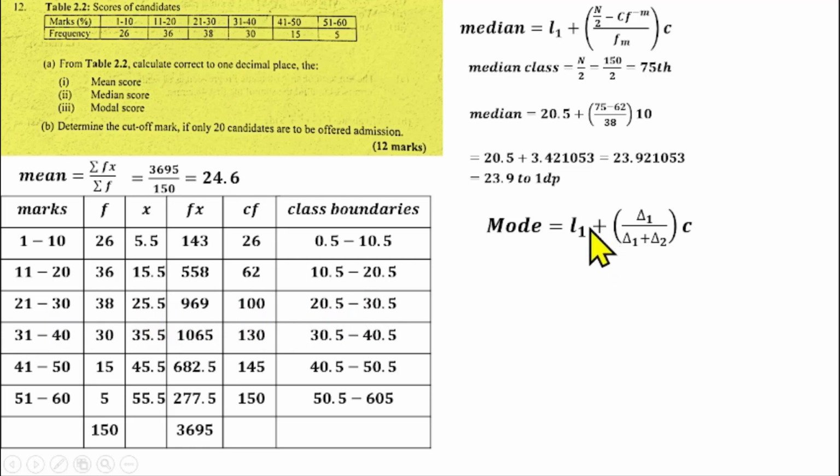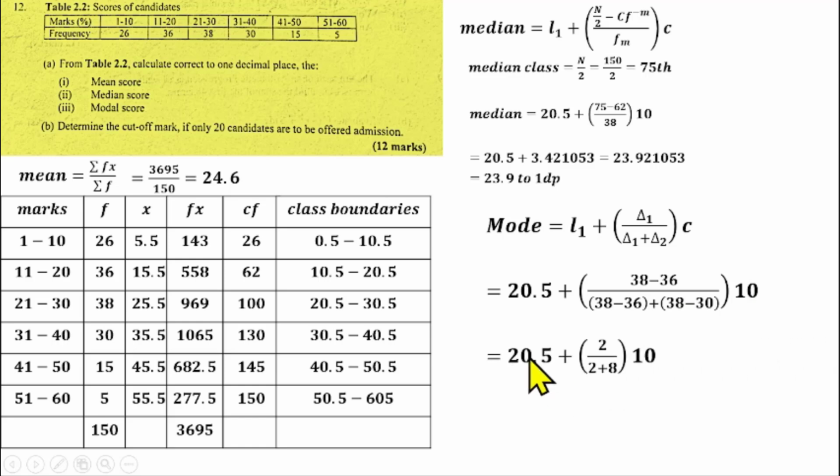So we need L1 for that class, which is the lower class boundary. That gives us 20.5. So we have 20.5 plus, open bracket, change in 1, the frequency of the modal class minus the frequency before the modal class, which is 36. So you have 38 minus 36, over 38 minus 36, plus change in 2, the frequency of the modal class minus the frequency after the modal class. That will be 38 minus 30, multiplied by the class size, which is 10.